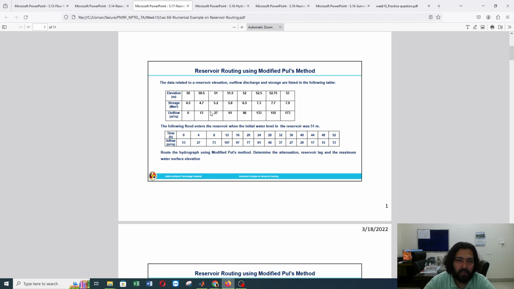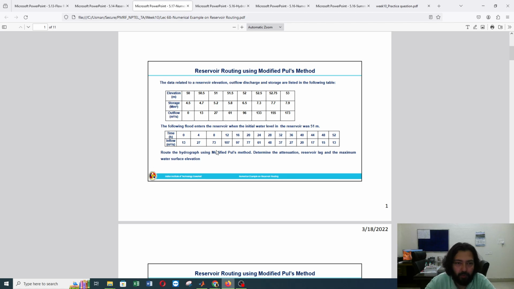So let us read the question here. We have elevation data, that is, we have the H value, we have the storage value S, and we have the outflow value. And at the same time it is saying that the flood enters the reservoir when the initial water level was 51 meter, right? So this is the initial condition, and we have the value of time period here, and also the value of inflow. So we have inflow, outflow, storage, elevation and time. It is asking us to route the hydrograph using the modified Puls method and determine the attenuation, reservoir lag and the maximum water surface elevation. So we need to determine three things: attenuation, reservoir lag and maximum water surface elevation.